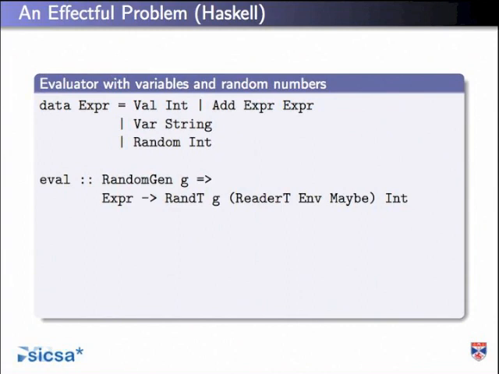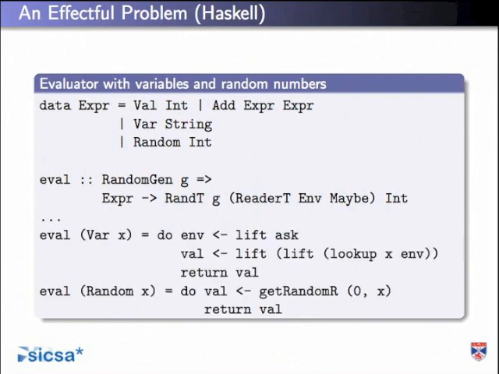So RandomGen, this is a class in Haskell for different things that generate random numbers. And so now we have, rather than ReaderT of Int Maybe, we have RandT of ReaderT Int Maybe. And that means all we have to do is, everyone sort of sniggered when I said all we have to do.